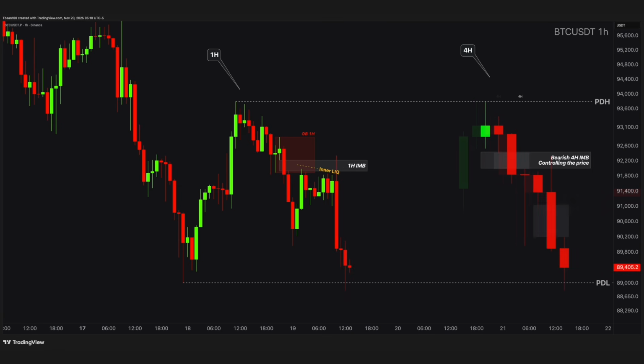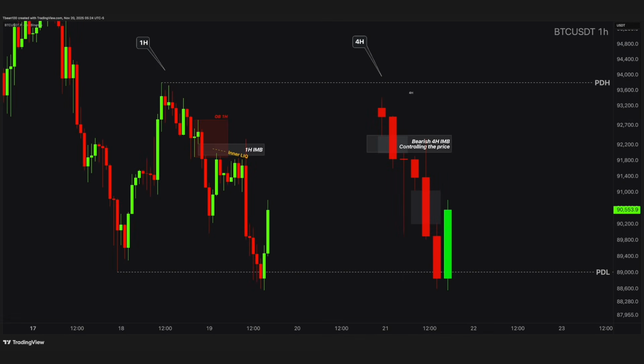As you can see, option 1 played out really well. And this was the clean move that we were expecting from the start. Okay guys, this is how you build your trade plans on the fly before things happen.